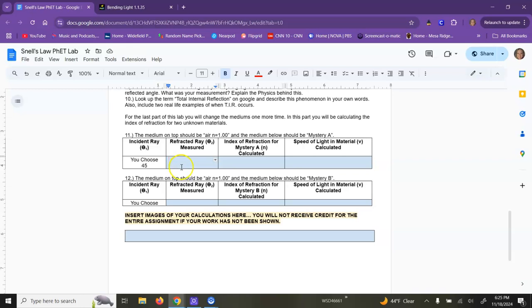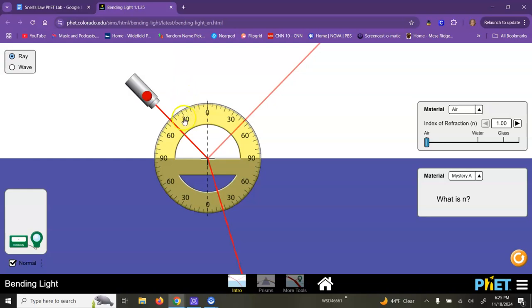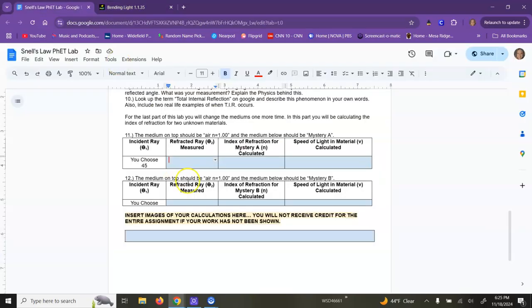My refracted ray is something I have to measure. Okay, so if my angle of incidence right here is 45 degrees to the normal, I have to come down here and measure my refracted ray from the normal. This angle is going to be starting at 0, and we're going to go 5, 10, 15. That looks like 17 to me, so I'm going to type in 17 degrees. So my refracted ray is 17, and now I have to calculate the index of refraction for mystery A.